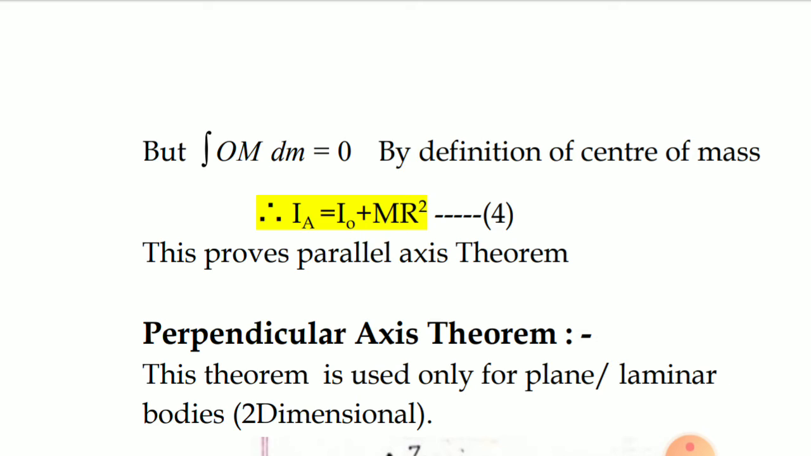This theorem is extremely useful, as we have said, to find the MI of any general body about any axis, provided you know the MI about a parallel axis passing through its center of mass, known to us.